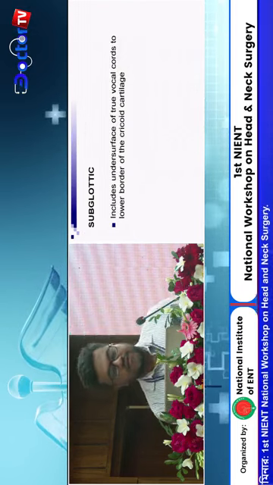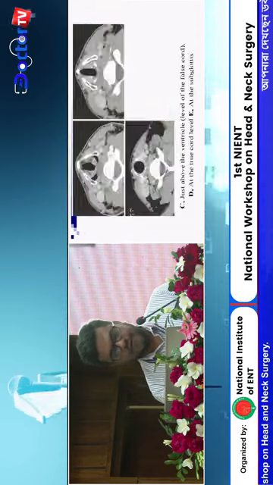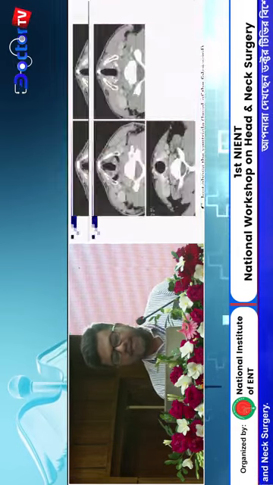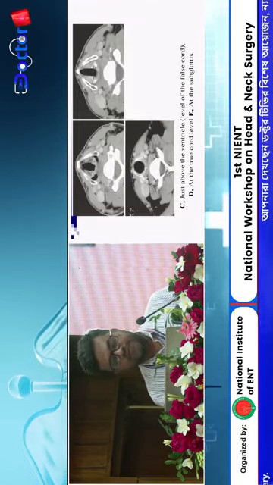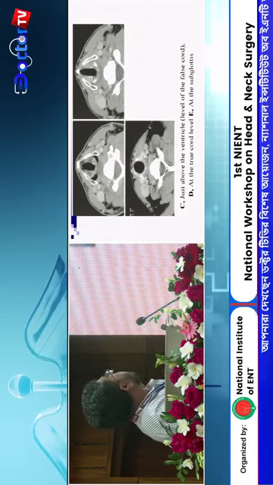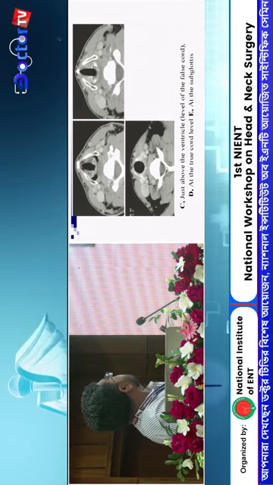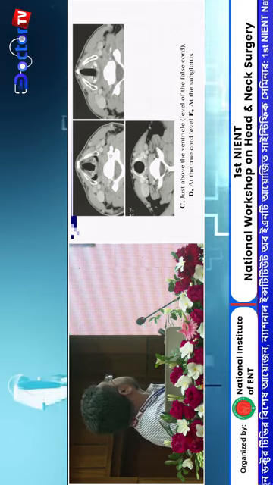Subglottic includes the undersurface of the true vocal cords to the lower border of the cricoid cartilage. And in axial CT appearance of the supraglottic, glottic, and subglottic areas, here, in the supraglottic airway area, we see the epiglottic fold and pyriform sinuses. Behind, there is no cartilaginous structure.